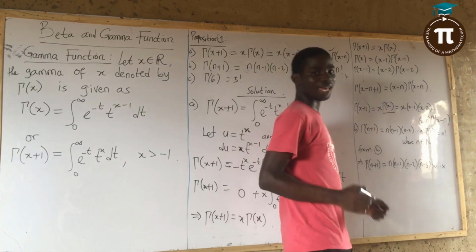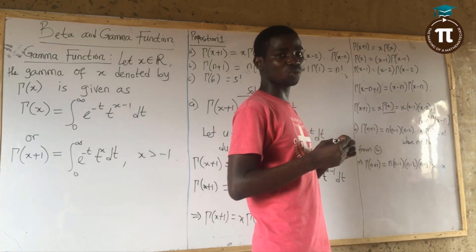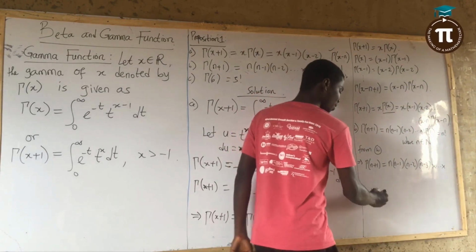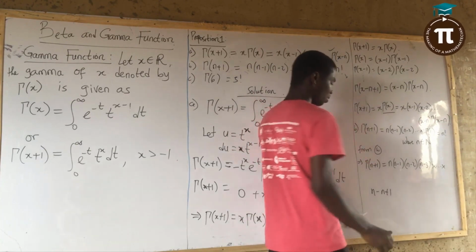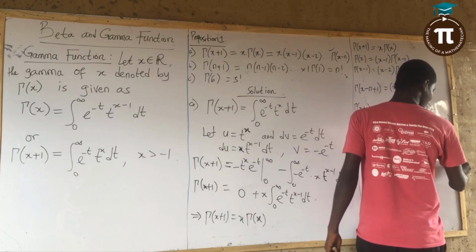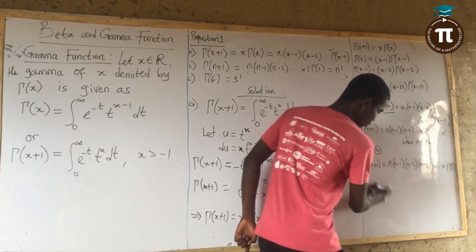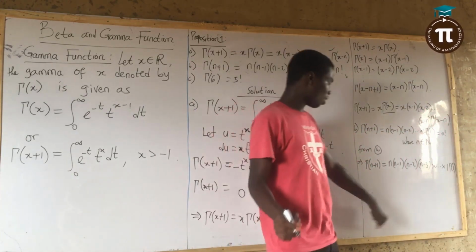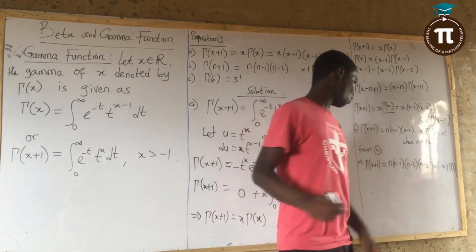You get to n minus n plus 1, so that will give you 1. You get to Γ(1). So we don't know what Γ(1) is. Let's find what Γ(1) is.